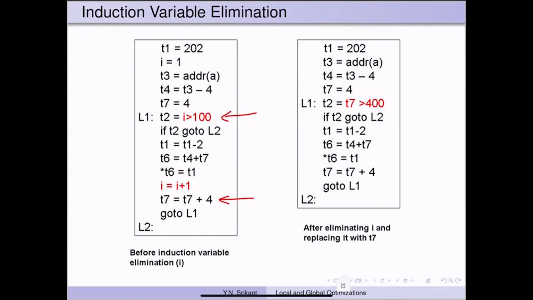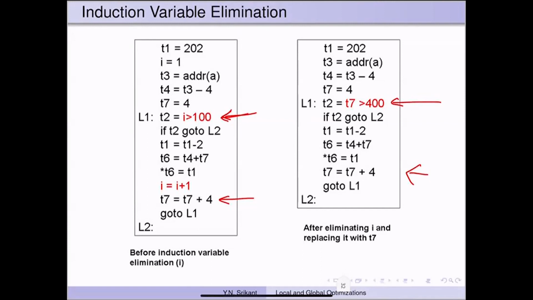So T7 and I actually go in lockstep, right? When we increment I, the T7 also gets incremented. So why use I? We might as well use T7. Only thing is we are using I greater than 100 here, so we must use I, T7 greater than 400 otherwise. So we can use the variable T7 in the place of I and eliminate I altogether. So the optimized program will not have I. It will work on T7.